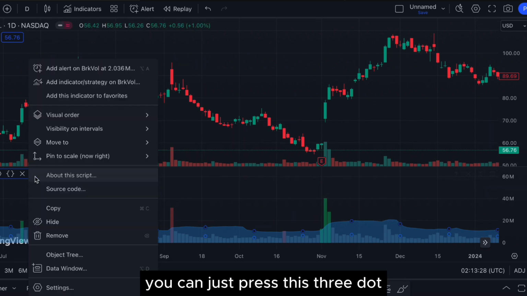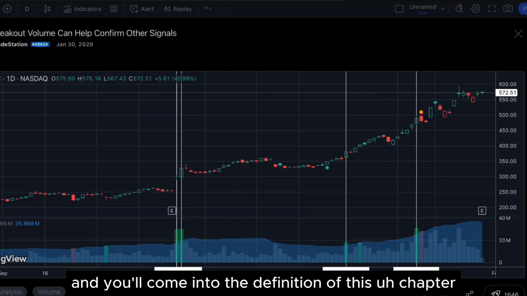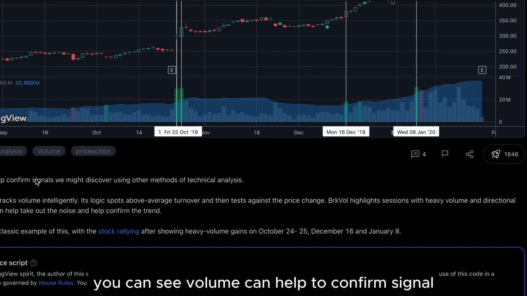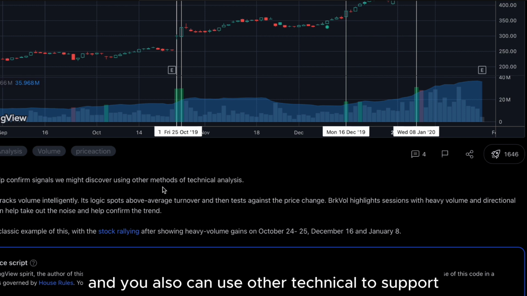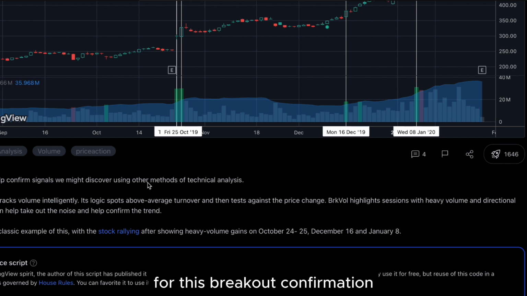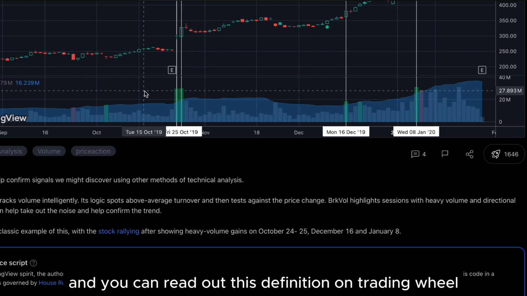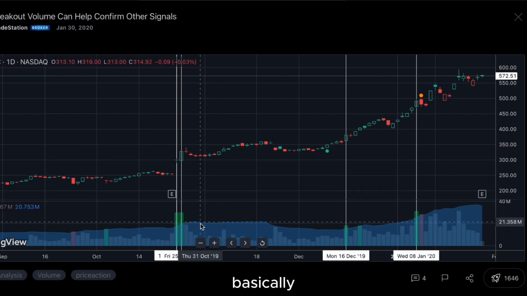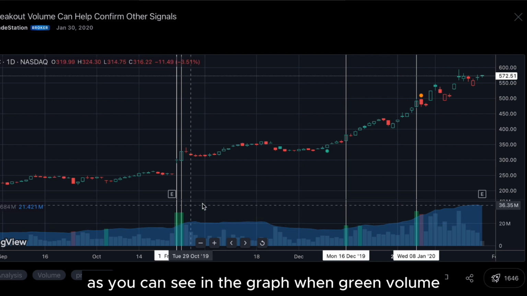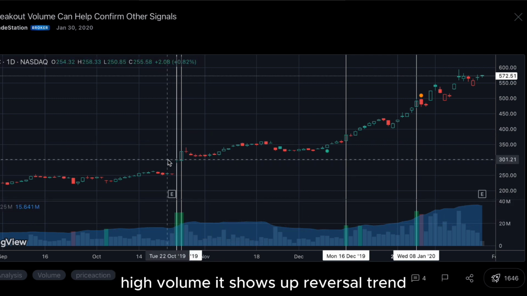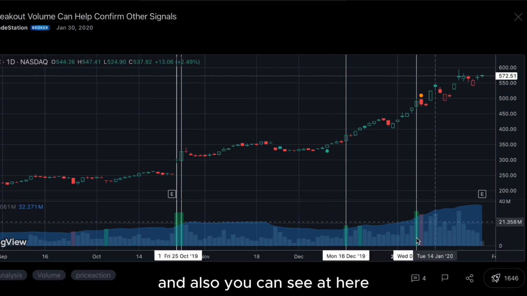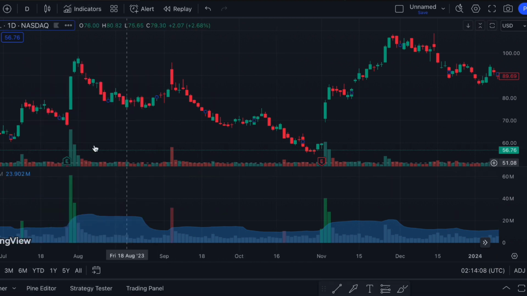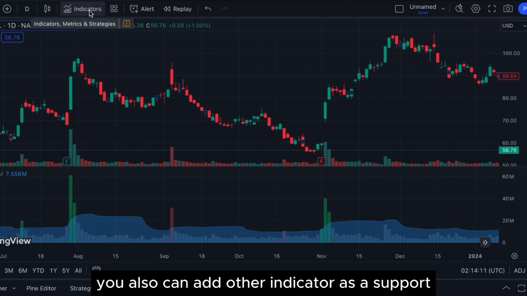You can press this three dot and go to about this script, and you'll come into the definition of this chart. So basically you can see volume can help to confirm signals, and you can also use other technical tools to support this breakout confirmation. You can read this definition on TradingView by pressing the three dot, and you can go through it by yourself. Basically, as you can see in the graph, when green volume is high, it shows a reversal trend, and you can also see it here. So basically this indicator will help you define a breakout based on volume. You can also add other indicators as support.